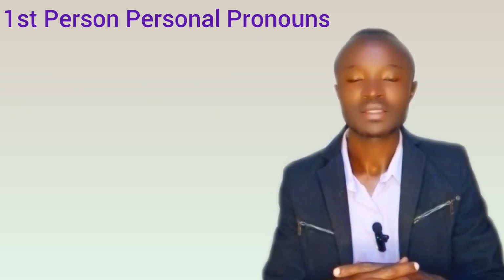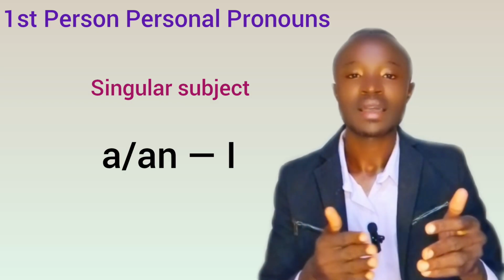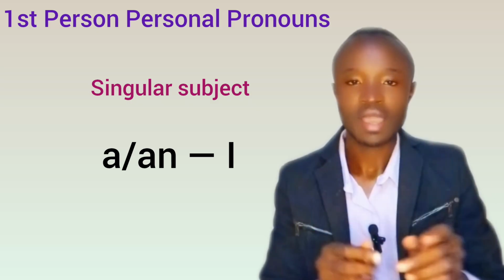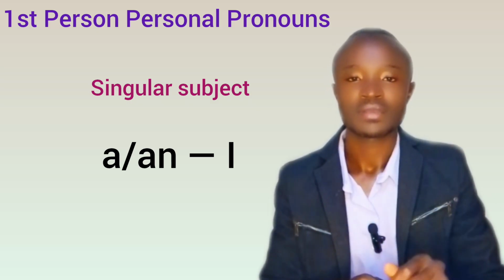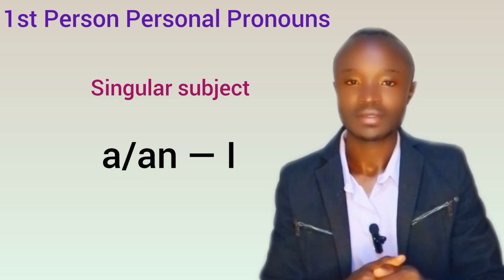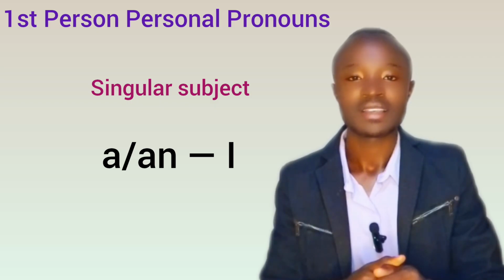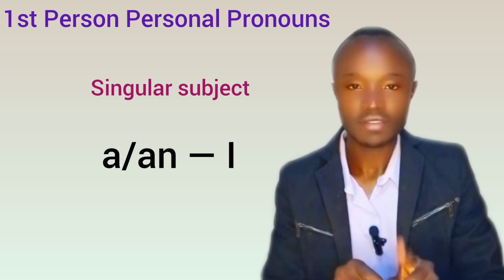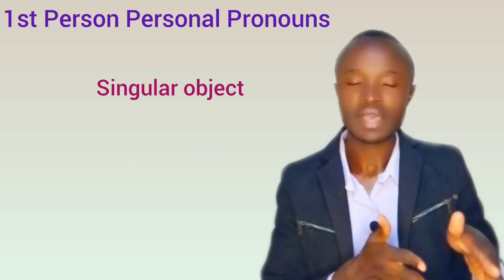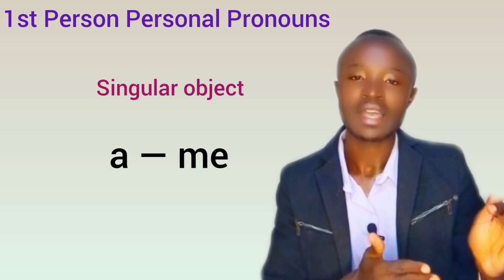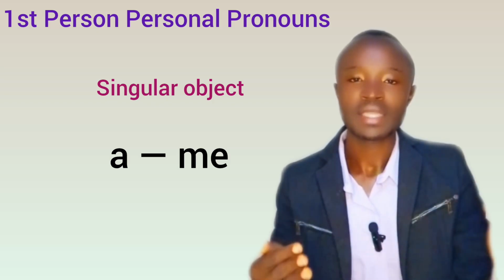Starting with the first person personal pronoun, we have in singular form a, or an, and that is pronounced with a schwa. Repeat after me: a, an, a, an. So that is the singular first person subjective pronoun. And the object pronoun is a. You can see that that is quite open.